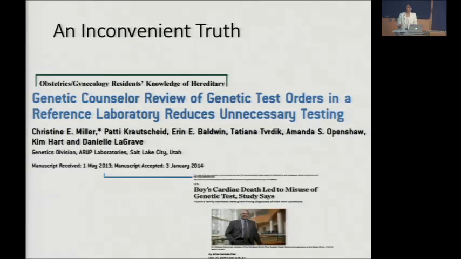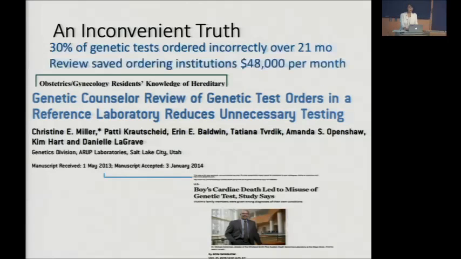And this was another paper that was published in American Journal of Medical Genetics, which concluded that a third of genetic tests were ordered incorrectly by non-genetics providers, and that when the testing was reviewed in the lab by genetics professionals, genetic counselors, that review saved the ordering institutions $48,000 per month. So we're all concerned about efficiency and cost effectiveness, and so basically the most cost effective thing that you can do is work with a geneticist.